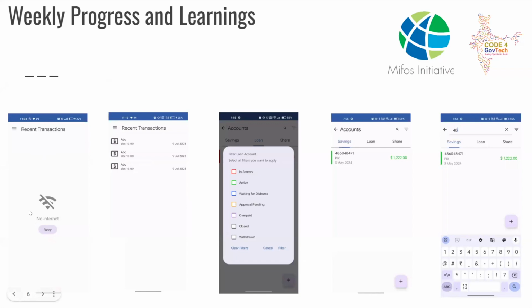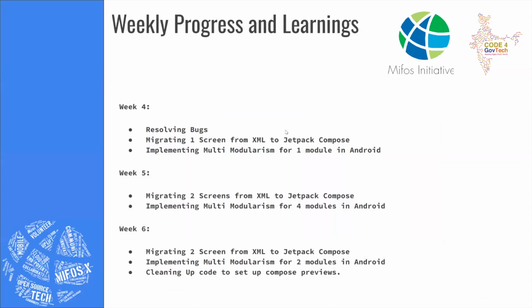So here we are tackling different UI scenarios, like when the internet is there, how the transactions should be appearing here, how the dialog box should be appearing, and when the user searches, how the search should update the UI, and all these types of things. And after this, in the next three weeks, we almost completed the migration from XML based UI to Jetpack Compose. So here we focused on converting our existing project into a multi-module architecture.